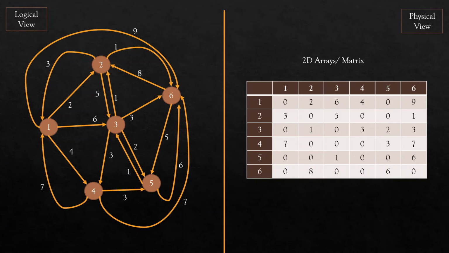The value that we write in the matrix is the weight of the edge between vertex x and vertex y. For example, between 1 and 2, the weight is 2, so we write it as 2. Between 1 and 6, the weight is 9, so we write it as 9. There is no edge between 4 and 2, and so we write that the weight is 0. This logical view of a graph has now been converted into a two-dimensional representation.